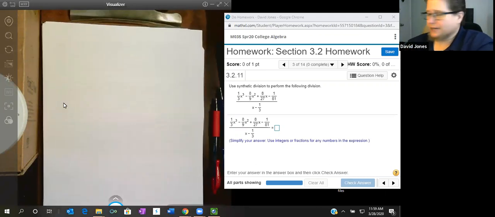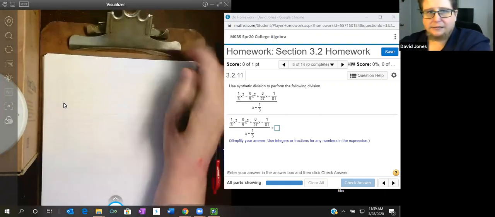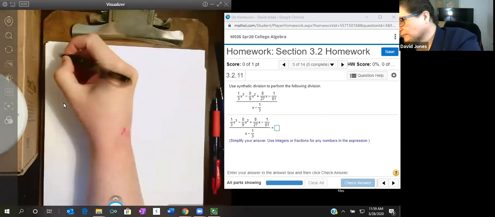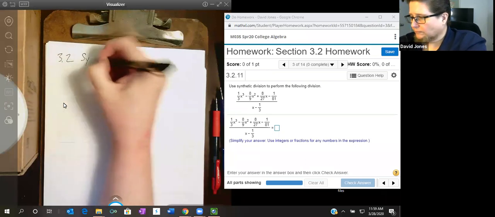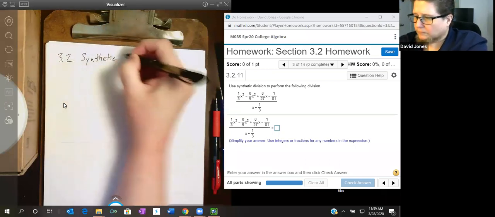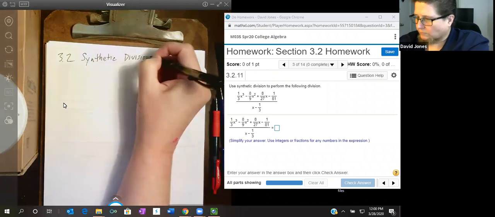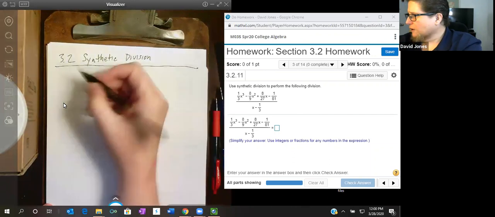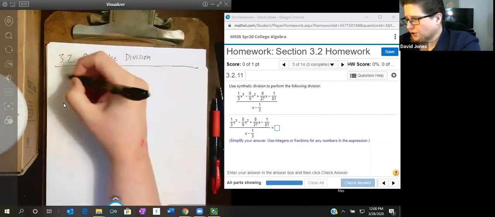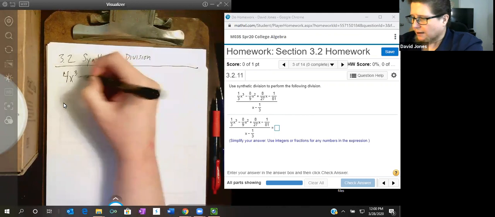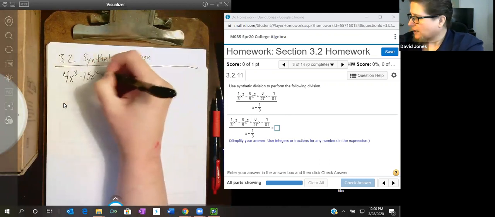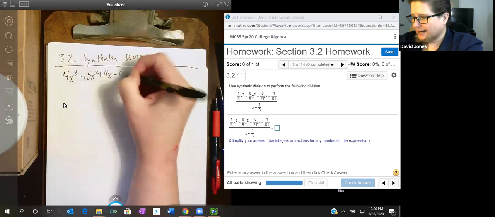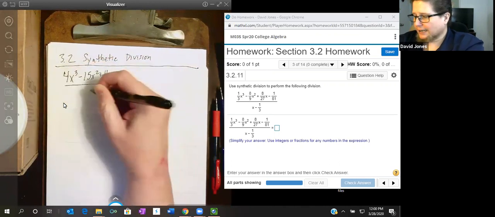Let's show you how we did a problem back in the days. Before we had synthetic division, we did this. So let's just set up the problem. This involved doing polynomial division. So we have 4x cubed minus 15x squared plus 11x minus 10 over x minus 3.